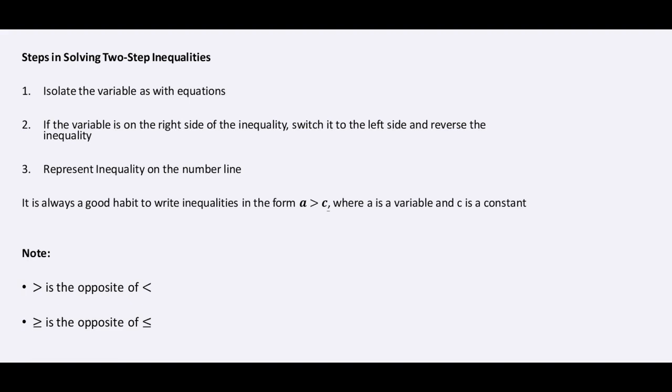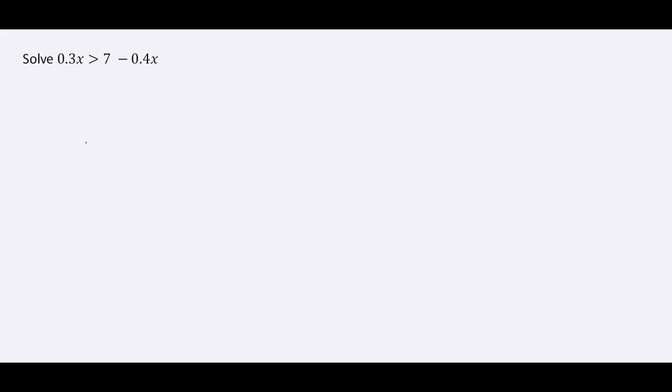And one of the best practices is to always write in the form a greater than c, where a is your variable and c is your constant. And when we go to switching the inequalities, if you have greater than, you're always going to switch it to less than and vice versa. If you have greater than or equal to, you're going to switch it to less than or equal to and vice versa. Now let's look at some examples here.